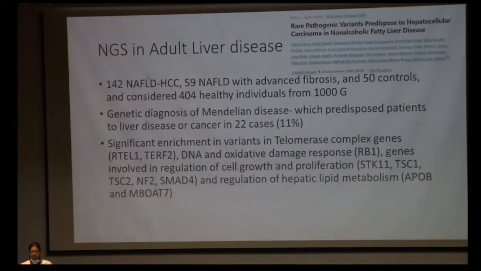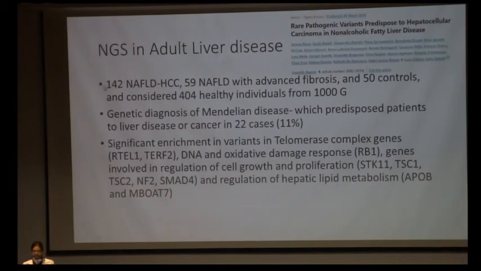And there's a study looking at use of NGS in patients with NAFLD and hepatic carcinoma. So they had a cohort in which they had 142 patients with NAFLD and hepatocellular carcinoma, 59 with NAFLD and advanced fibrosis, 50 controls, and additionally they looked at data from 400 healthy controls from the 1000 Genomes Project, which is an open source resource.